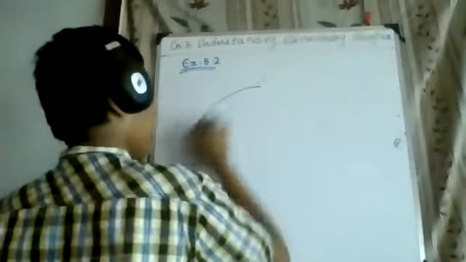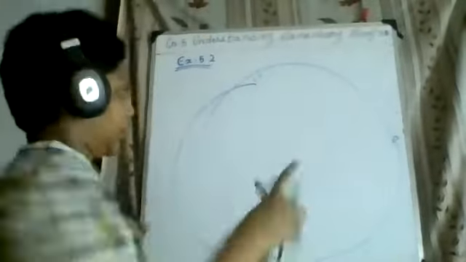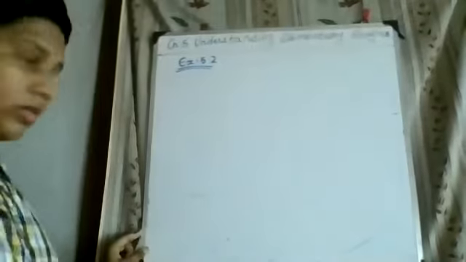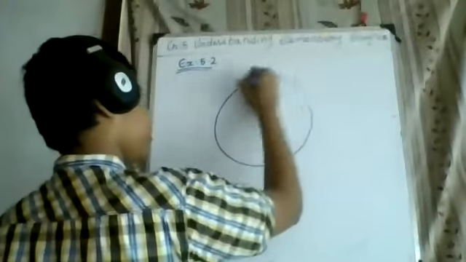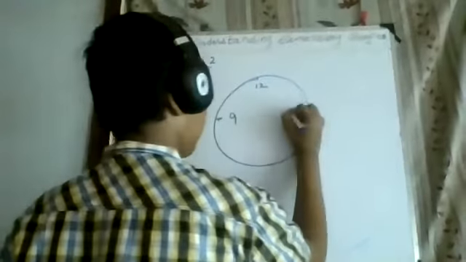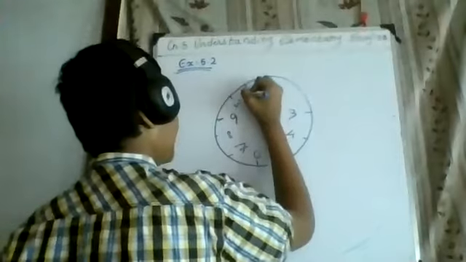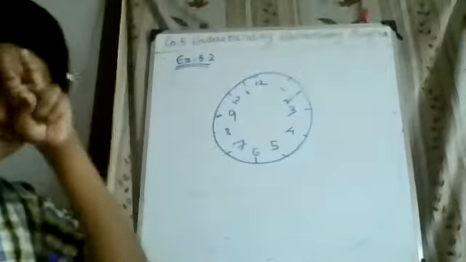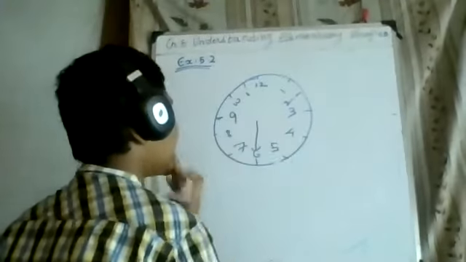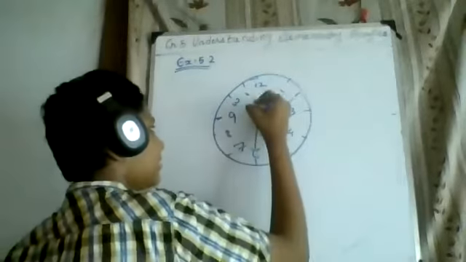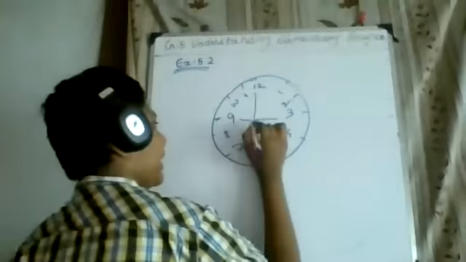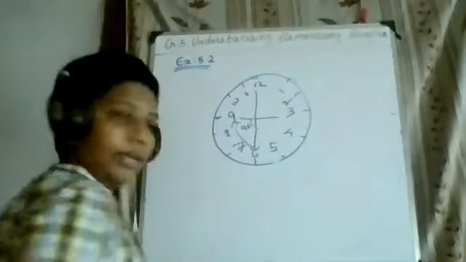Seventh question. See, 12, 9, 3, 6, 4, 5, 7, 8, 10, 11, and here 1 and here 2. It starts from 6 and turns 1 right angle. If it is like this, it will divide into 4 parts. So 1 right angle, this is 90 degrees. 1 right angle means it will stop at 9.